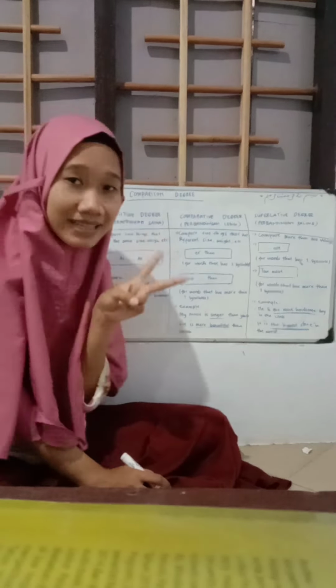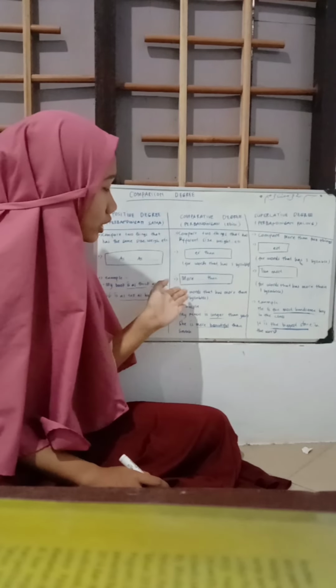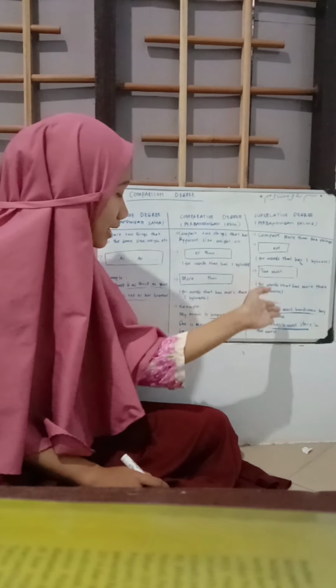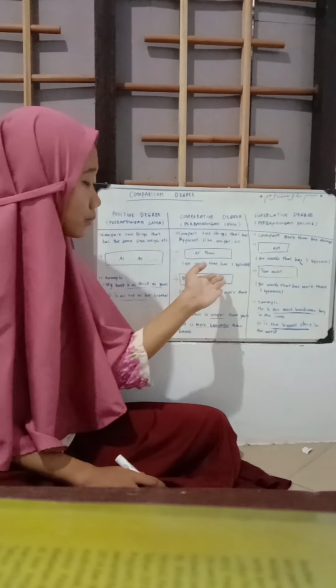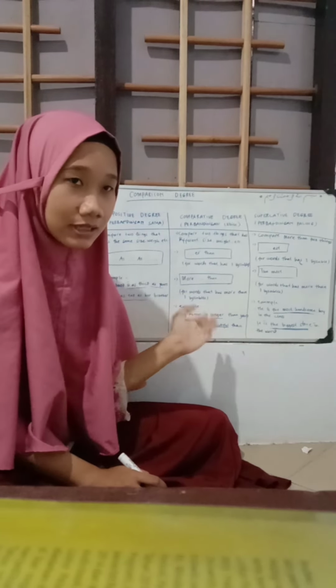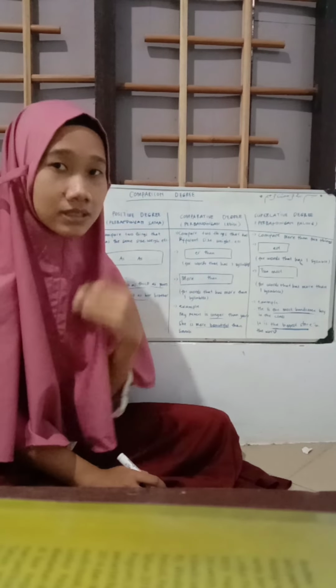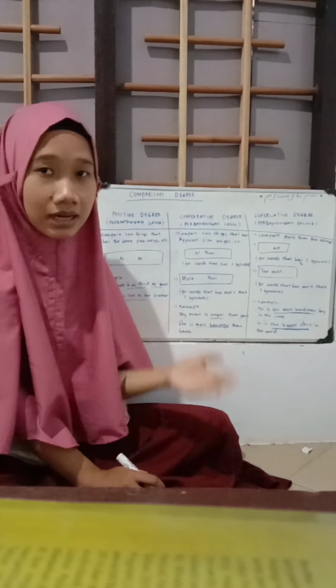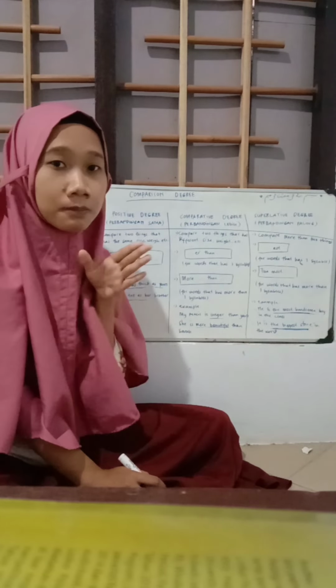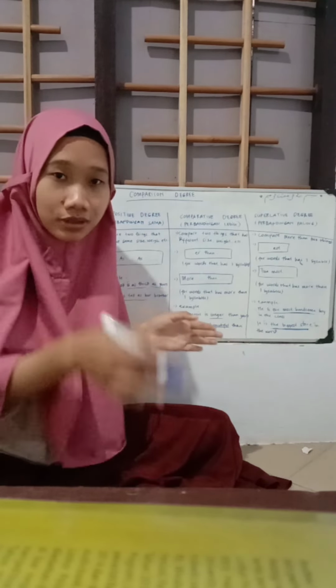So the second pattern is "more ... than ...". This is for words that have more than one syllable. So if the word has two syllables or more, you may not add -er at the end of the word, but you should add "more" before the word.